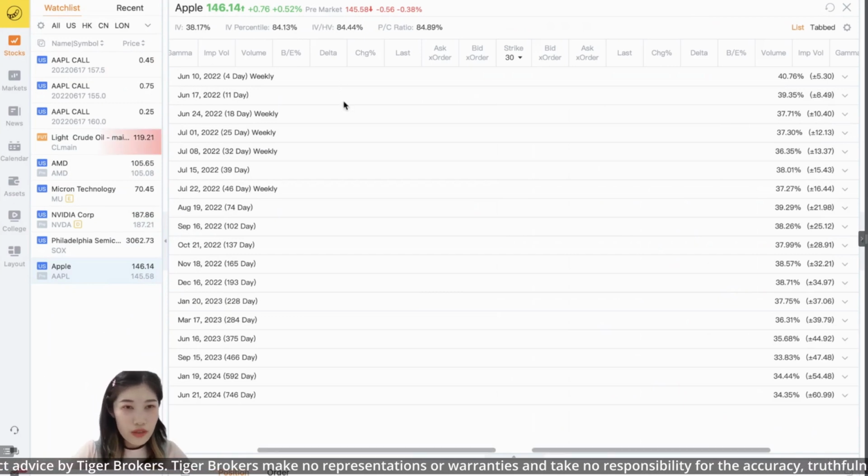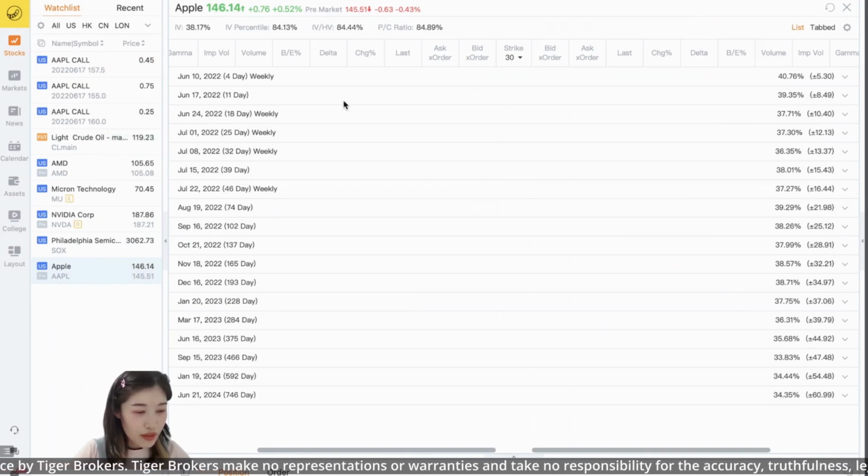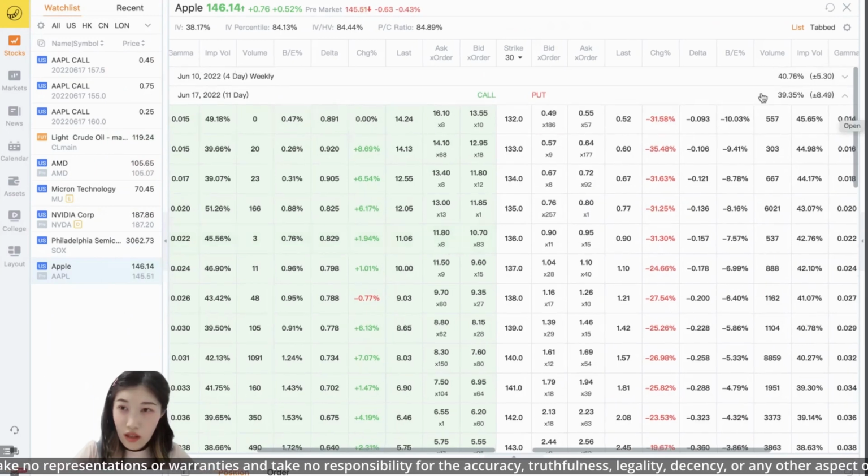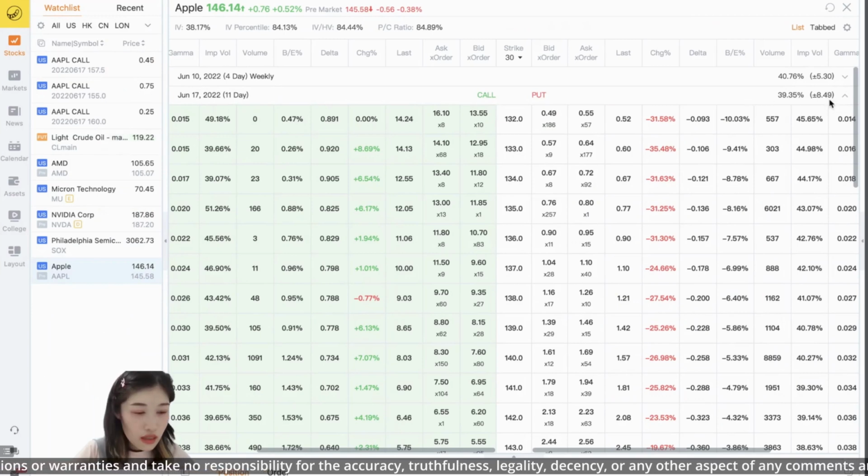Now, suppose we are going to sell a call option 2 weeks from now. Let's find an expiration that's close to 2 weeks, which is June the 17th. Now, I want you guys to pay special attention to the numbers beside IV in those parentheses, which is the expected move, and what it does is it tells us how volatile the stock price might be in 2 weeks.